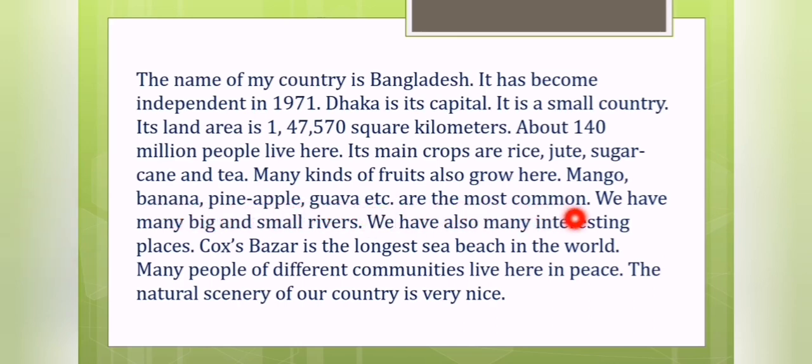are the most common. We have many big and small rivers. We have also many interesting places. That means the tourist places actually. Cox's Bazar is the longest sea beach in the world. Many people of different communities live here in peace. The natural scenery of our country is very nice. It is very charming, you can say.